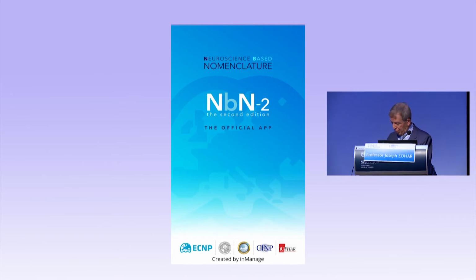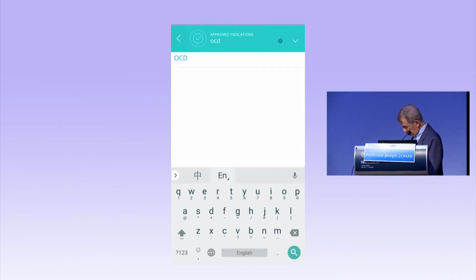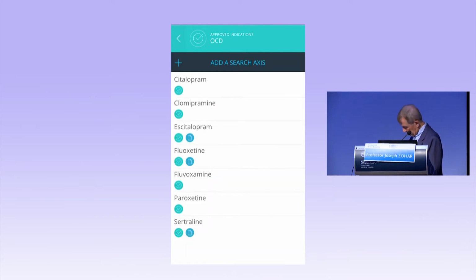We start by pushing on NbN 2, and then you see that you get all these lines there. You get name, type, your search, name, pharmacology, mode of action, approved indication, efficacy and side effect, former terminology, and so on. Let's say we'd like to focus on medication that works for OCD. So we push on approved indication, and then we type OCD. So now we are getting all the medication that works on OCD.